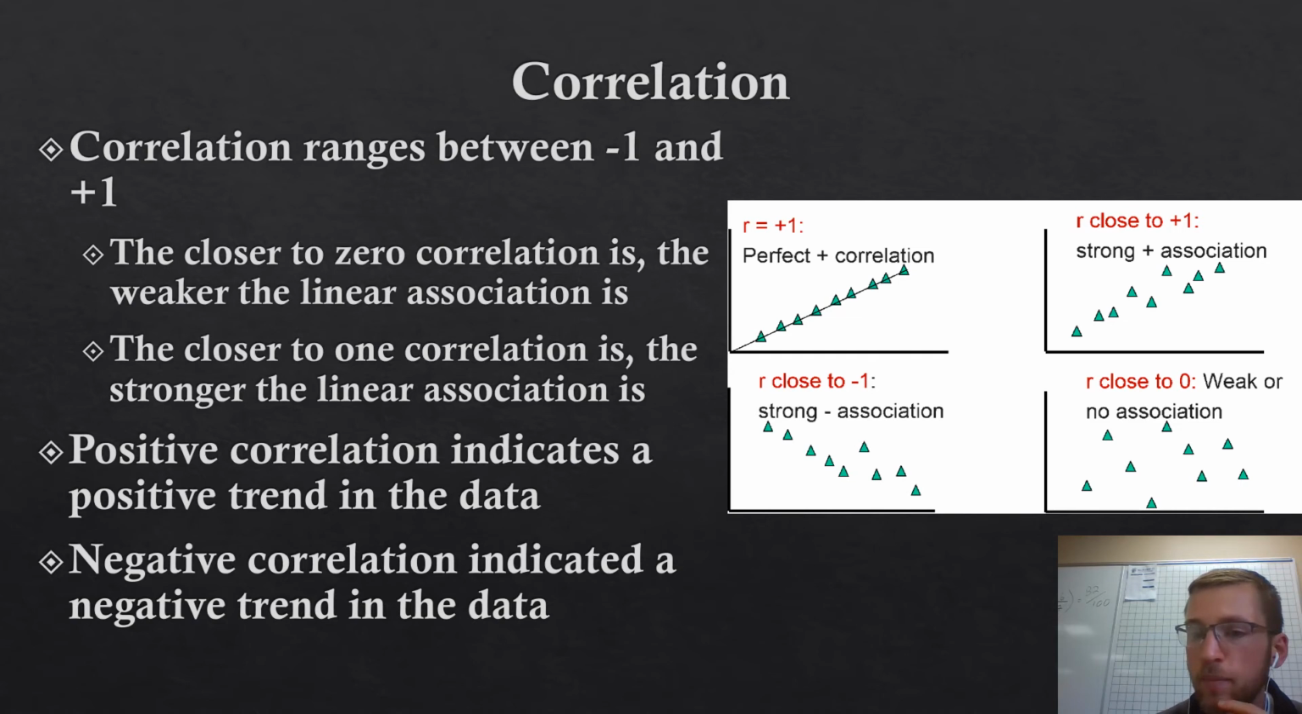And then finally, on the bottom right, if R is close to 0, that's going to be a weak or no association. So we can see no real clear direction. We don't know if it's positive or negative, and we also don't see much of a linear pattern.